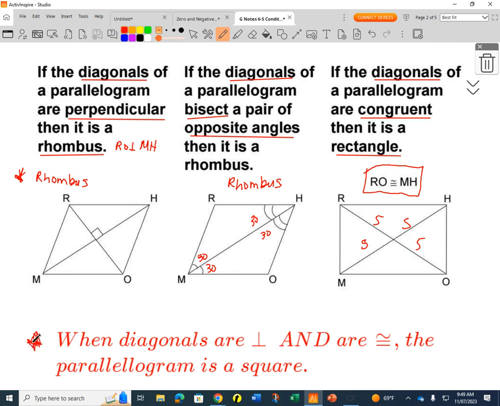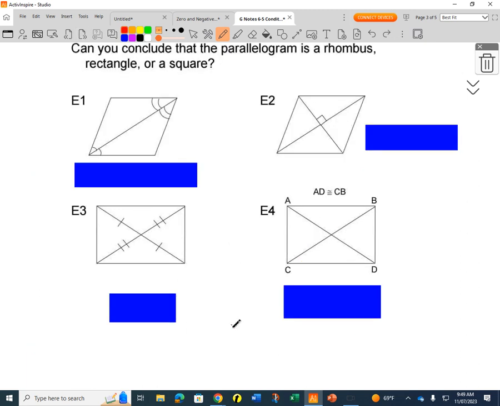You do not. Alright. Given that all of these are parallelograms, so that's what it tells us right here. So that's part of the given information. Can we conclude, based on how these figures are marked, if it's a rhombus, a rectangle, or a square? Remember, you want to give me the most specific answer. So if it's a rhombus and a rectangle, then you should tell me it's a square, right?